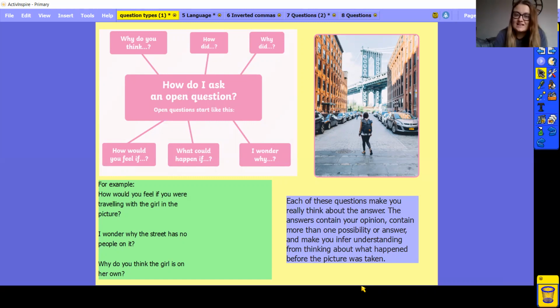So as you can see, each of these questions make you really think about the answer. You can't just give a very simple answer, you have to give thought to it. Often the answers contain your opinion, and there's a possibility of more than one answer, so it's not just a yes or no. When you're giving your opinion, you can have any opinion. And because of this, it actually makes you get an understanding and think about what's actually happened before the picture was taken, or think about what's happening around the picture.